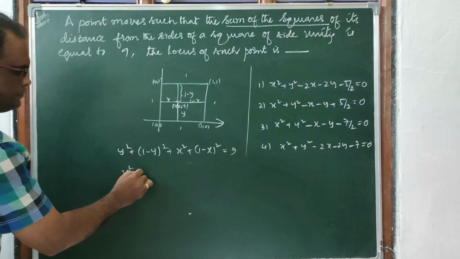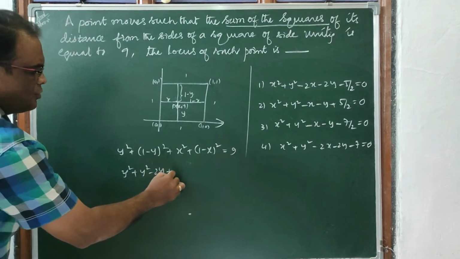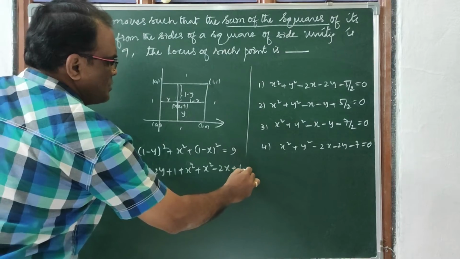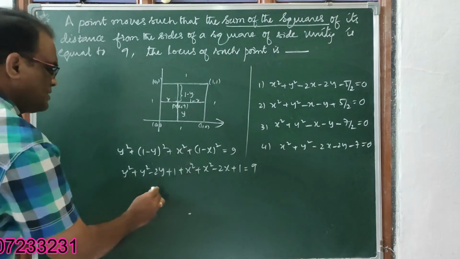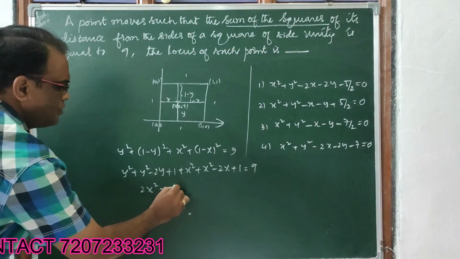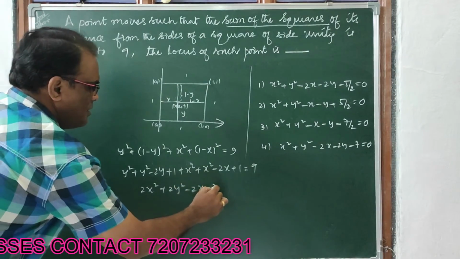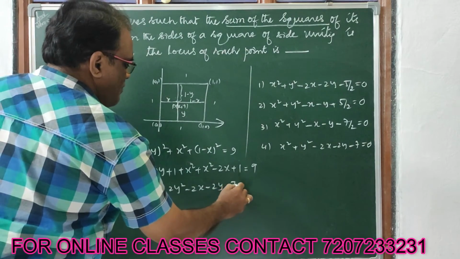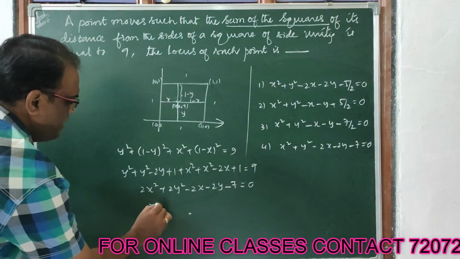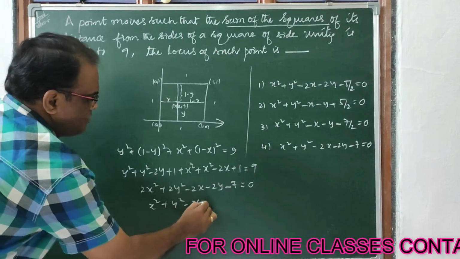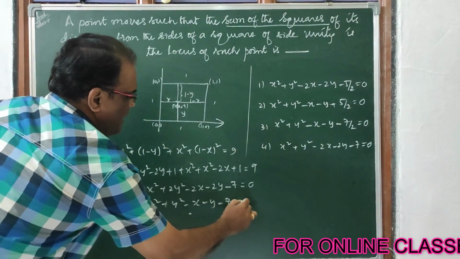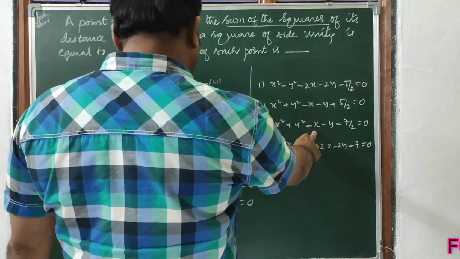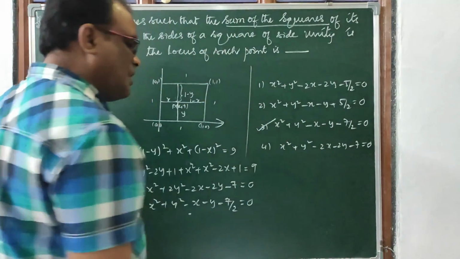So, y square minus 2y plus 1, x square minus 2x plus 1 is equal to 9. x square plus x square is 2x square, 2y square minus 2x minus 2y, 1 plus 1 is 2. 2 minus 9 is minus 7. Dividing by 2, we have x square plus y square minus x minus y minus 7 by 2 is equal to 0. x square plus y square minus x minus y minus 7 by 2 is the third choice.